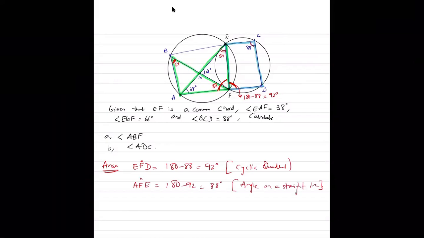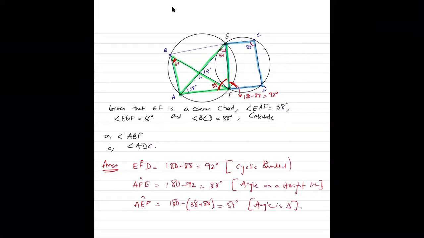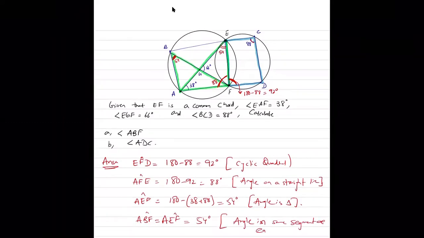After AFE came, you found AEF. That came out to be 180 minus 38 plus 88, which is 54 degrees. That was angle in a triangle. Then you said that ABF is going to be equal to AEF, that is 54 degrees. And the reason? Angles in the same segment are equal. Did you understand?